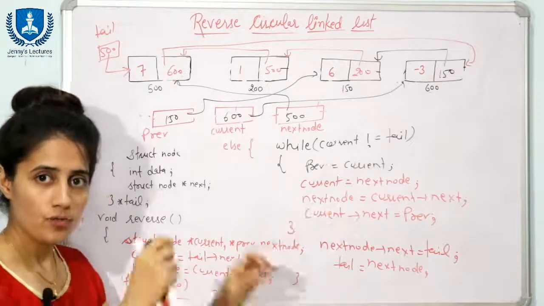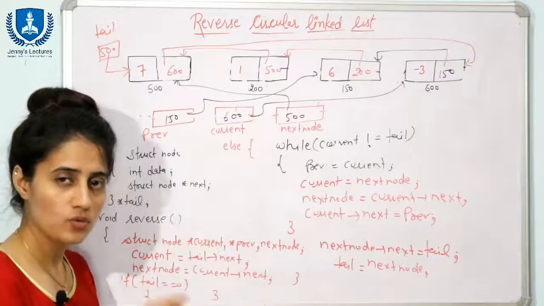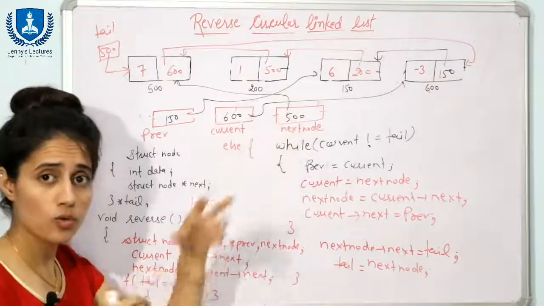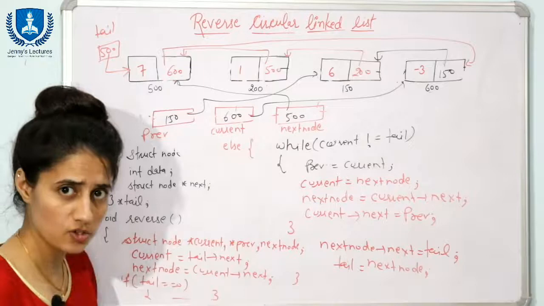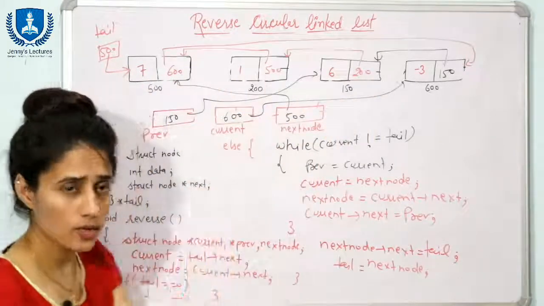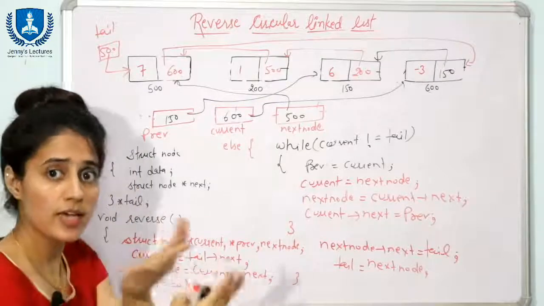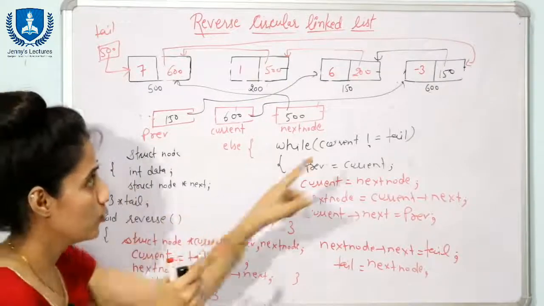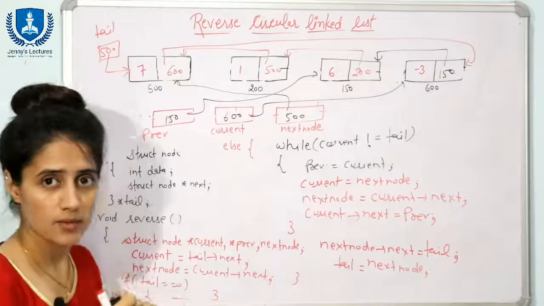So after this you can write void main function. In that main function you can first of all create this linked list. You can call that create CLL function, then display function, right? Then output would be, before reversing, 7, 1, 6 and 3. Then you can call reverse function, and after that again you can call display function. So after that output would be 3, 6, 1 and 7, right?